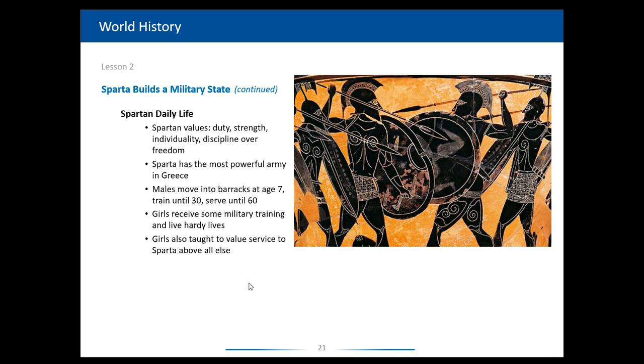Sparta has the most important, powerful army in Greece, and the males move into barracks at age 7 to train until the age of 30, and they serve until the age of 60. So basically, their entire life. Girls receive some military training and live hardy lives. Girls also are taught the value of service to Sparta above all else. Something interesting, girls are also taught gymnastics, and they felt that a strong body of a woman would help breed strong males for Sparta.